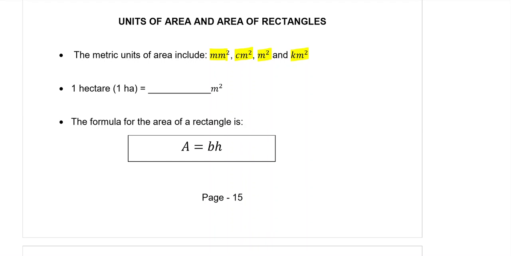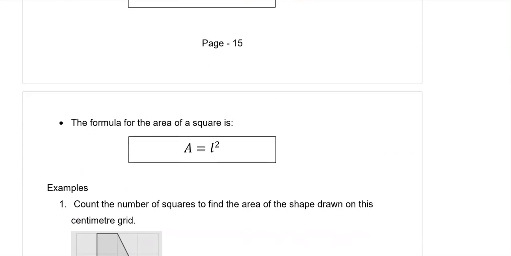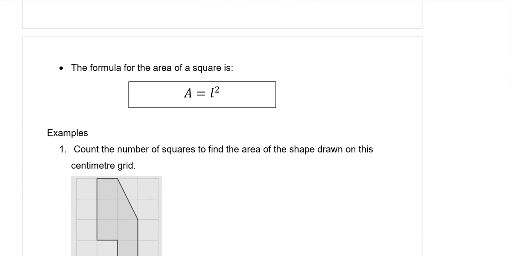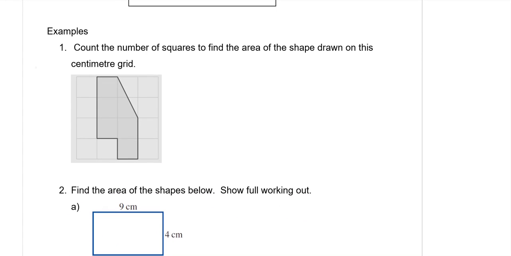1 hectare is equal to 10,000 metres squared. The formula for the area of a rectangle is A equals BH. B stands for base and H for height. And the area of a square is A is equal to L squared, the length of the side of the square. That means squared.